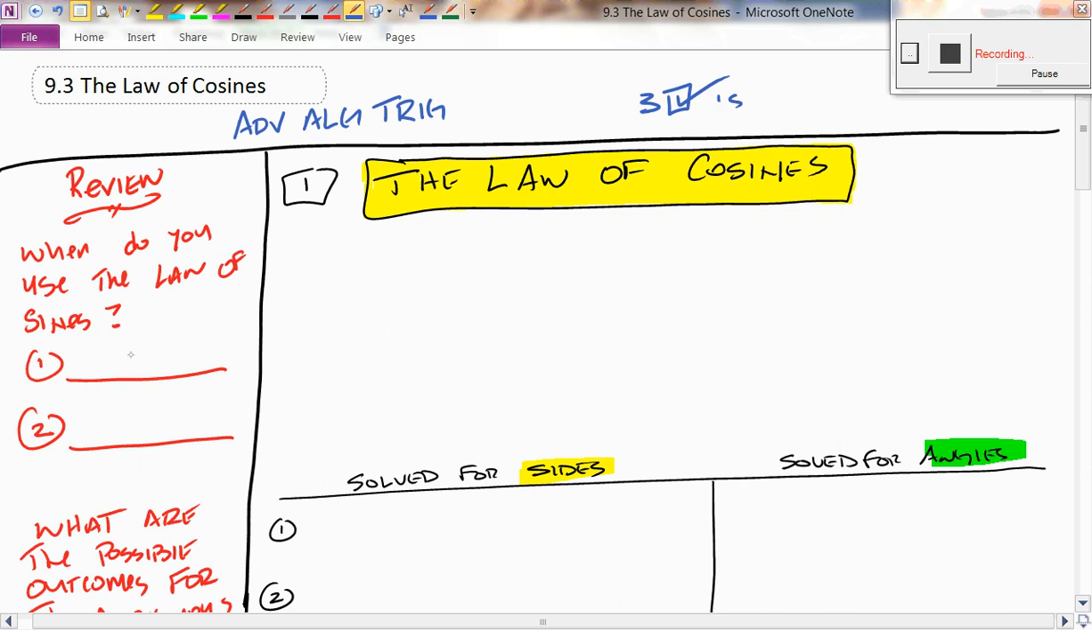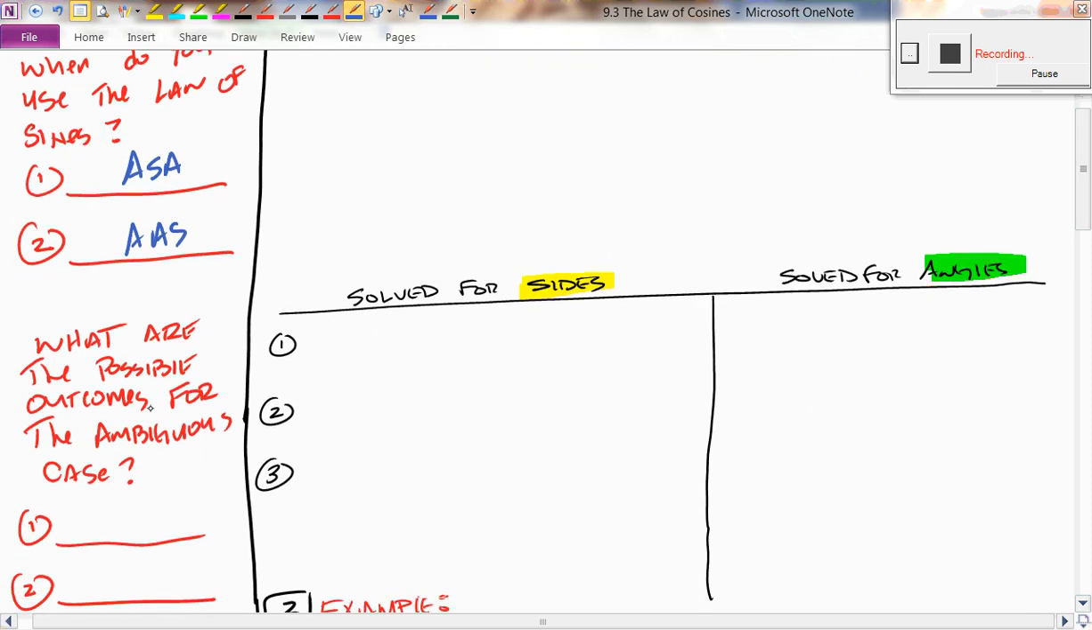Angle, side, angle. Yeah, there you go. Angle, side, angle. Or what's the other one? Yeah, angle. Or how about angle, angle, side? I was going to save that one for down here, right? When you're given the ambiguous case, that's when it's angle, side, side. That's bad, right?